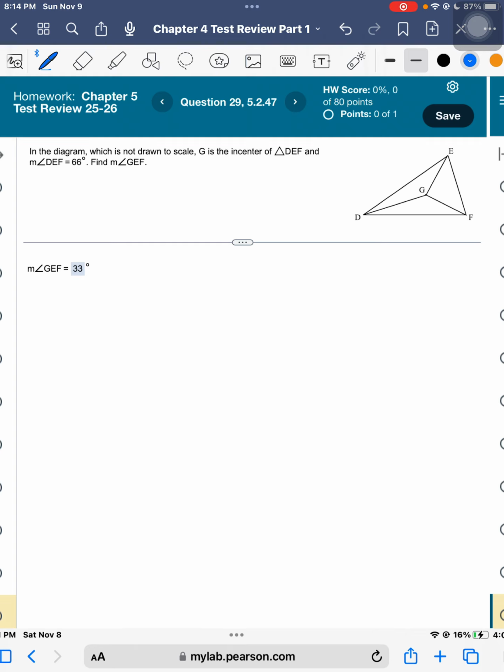Okay, so this is a tricky one. Not this one, but the next one. The next one's tricky, but we're going to do both of them. This one's the easier version.